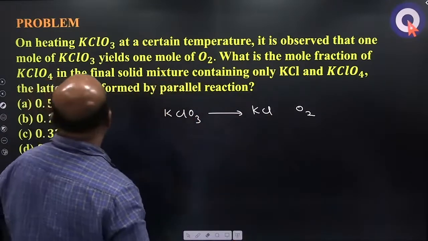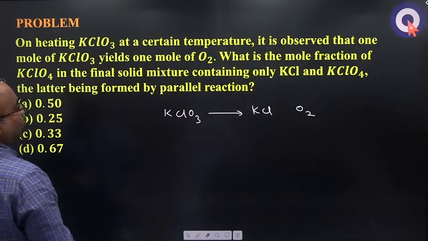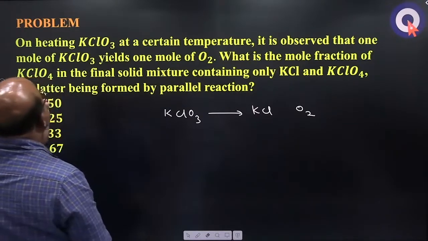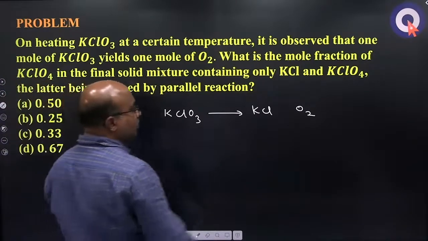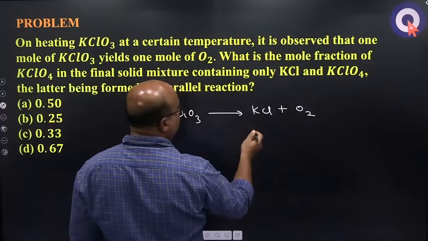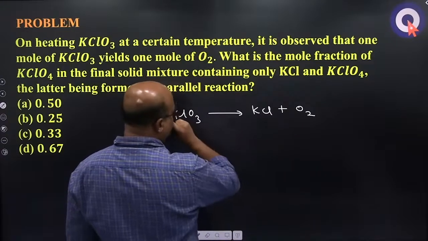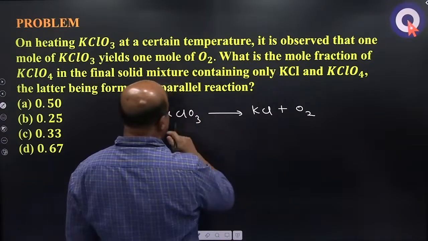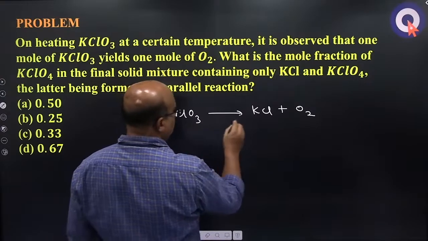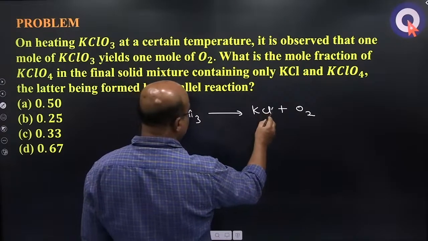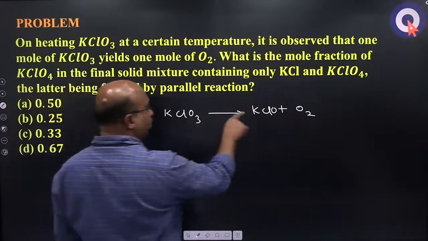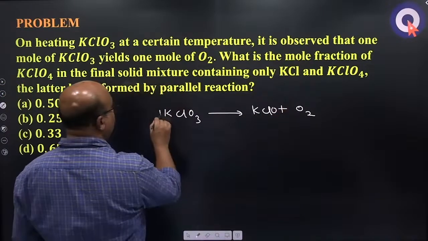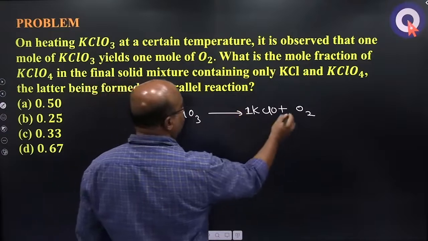So we have KClO3 giving this. Maybe if you just use this, KClO3 is giving KClO, then you will get, okay. So KClO3 may be converted into KClO plus O2. So 1 mole is giving 1 mole of this and 1 mole of this.